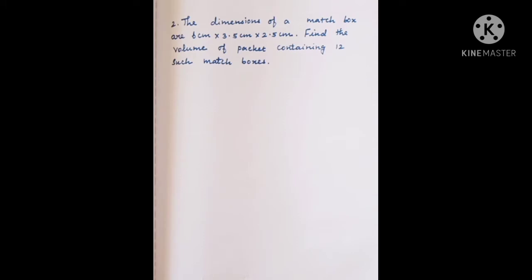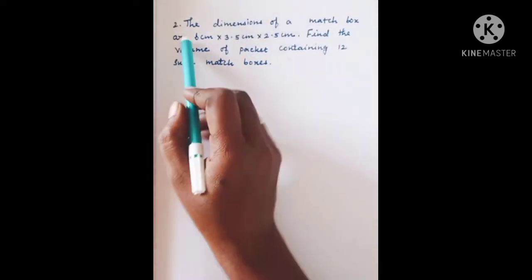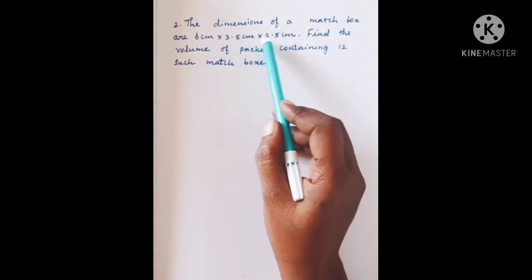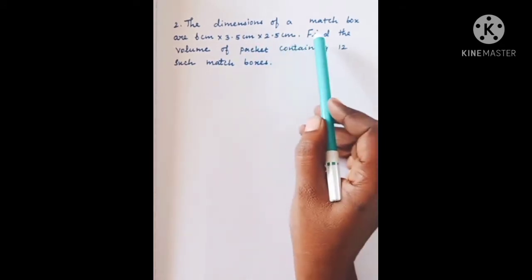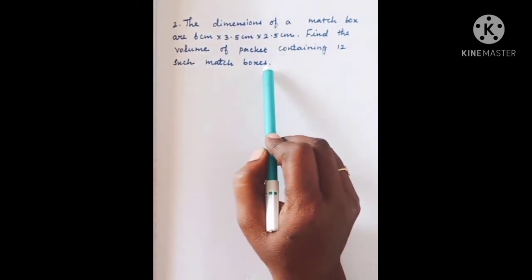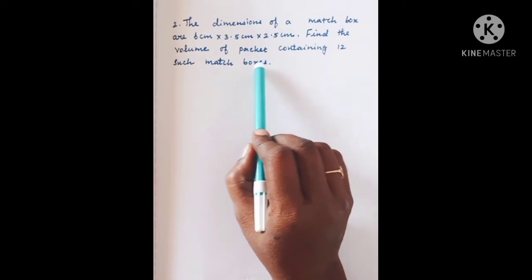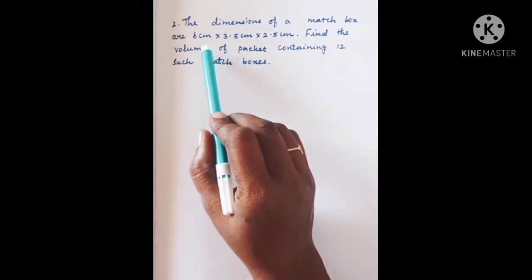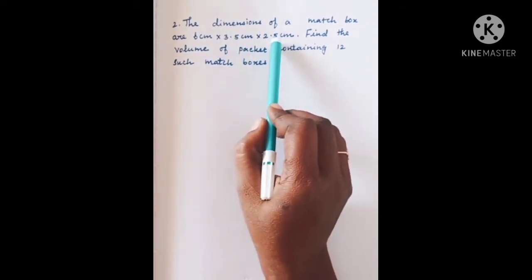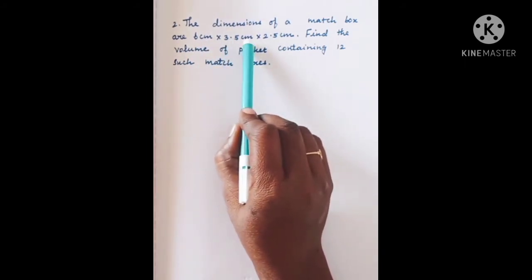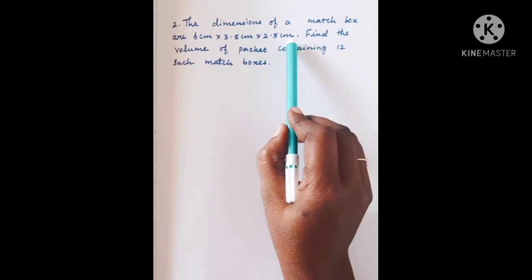Exercise 7.3, second problem. The dimensions of a matchbox are 6 centimeter into 3.5 centimeter into 2.5 centimeter. Find the volume of packet containing 12 such matchboxes. What is the shape of the matchbox? Matchbox is in cuboid shape, isn't it? So here the length, breadth and heights are given. Length is nothing but 6 centimeter. Breadth is 3.5 centimeter and the height is 2.5 centimeter.